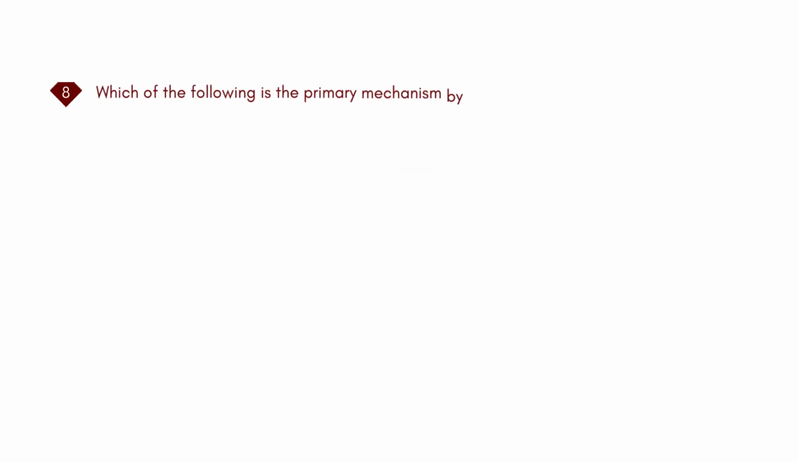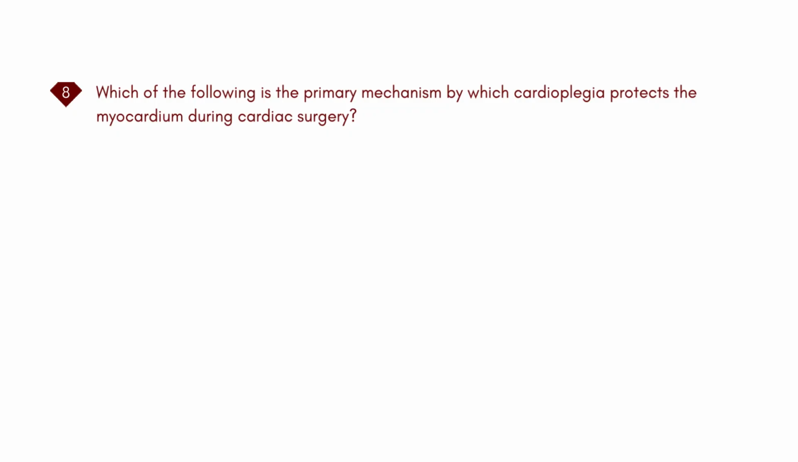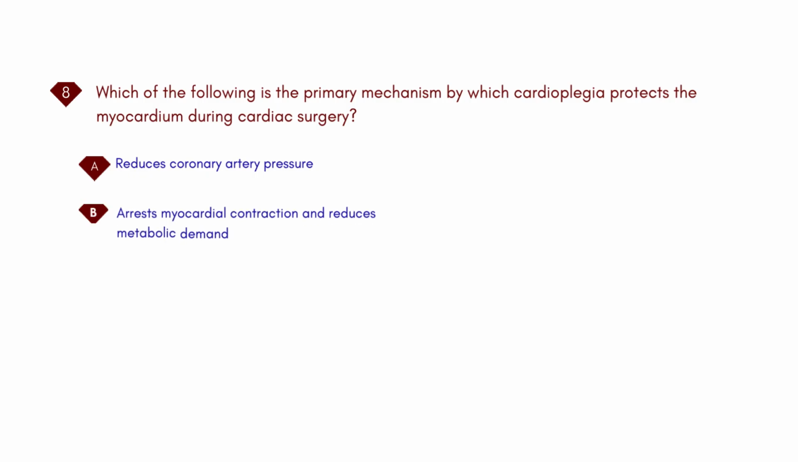Which of the following is the primary mechanism by which cardioplegia protects the myocardium during cardiac surgery? A. Reduces coronary artery pressure. B. Arrests myocardial contraction and reduces metabolic demand. C. Increases myocardial blood flow. D. Stimulates the release of catecholamines.